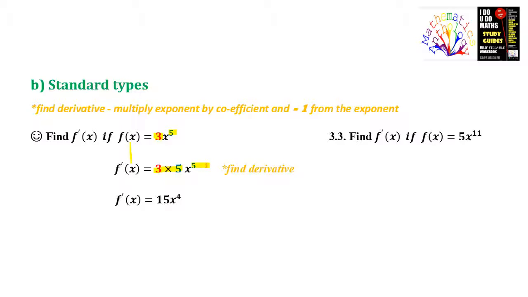So f prime x is equal to 3 times 5 is 15, x to the power of 5 minus 1, which is 4. And this is your derivative of 3x to the power 5.